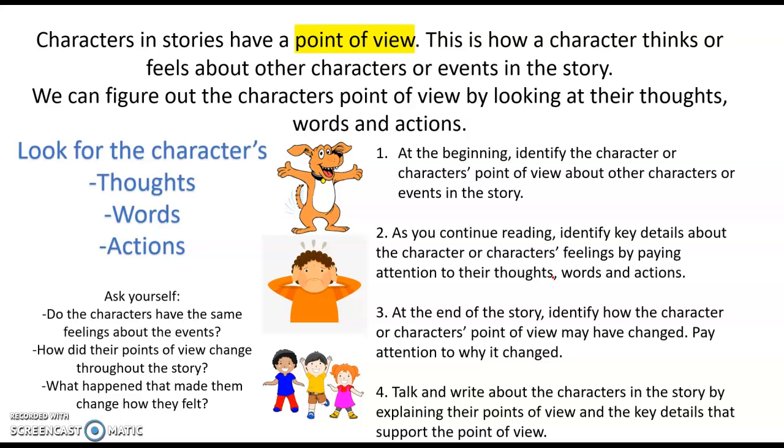Remember that characters in stories have a point of view. This is how the character thinks or feels about other characters or events in the story. So point of view is how a character thinks or feels about something. We can figure out the character's point of view by looking at their thoughts, words, and actions. So we're really going to be paying attention to what the characters are thinking, saying, and doing.